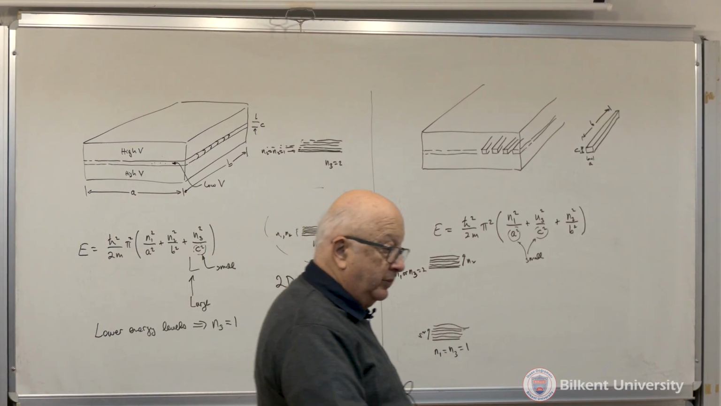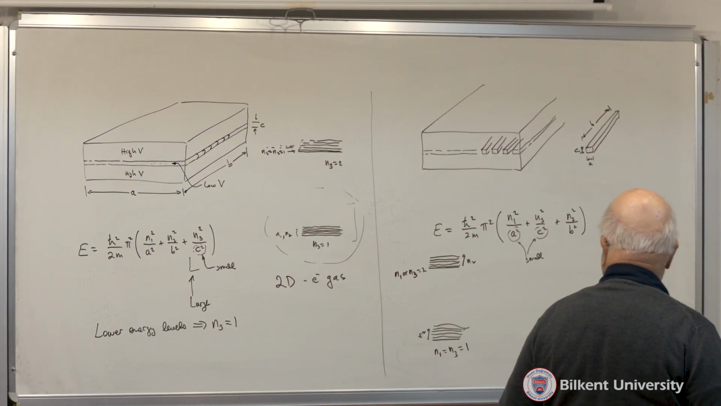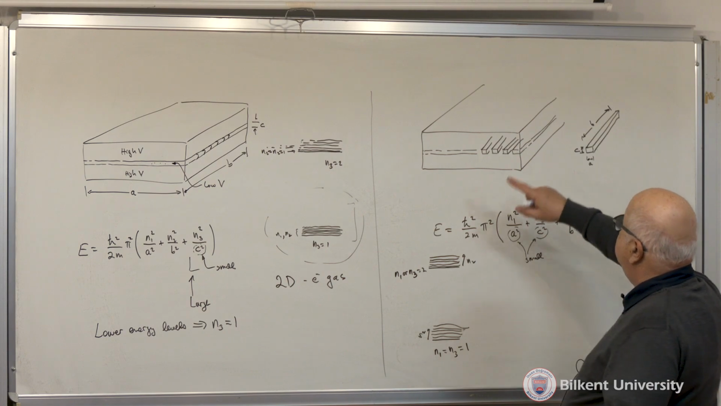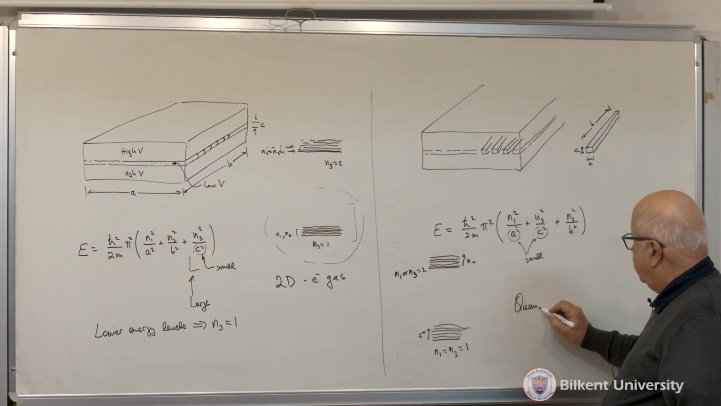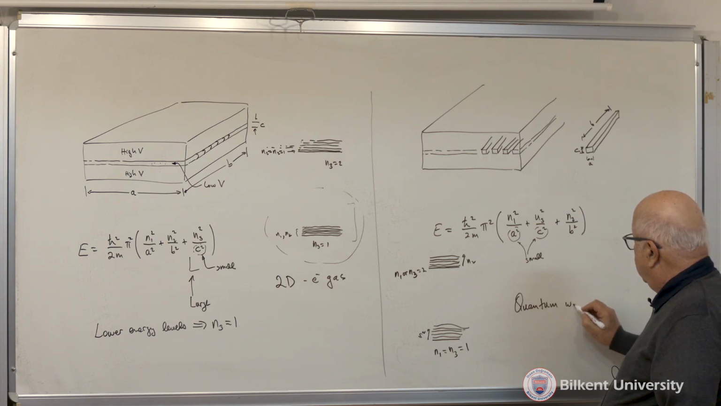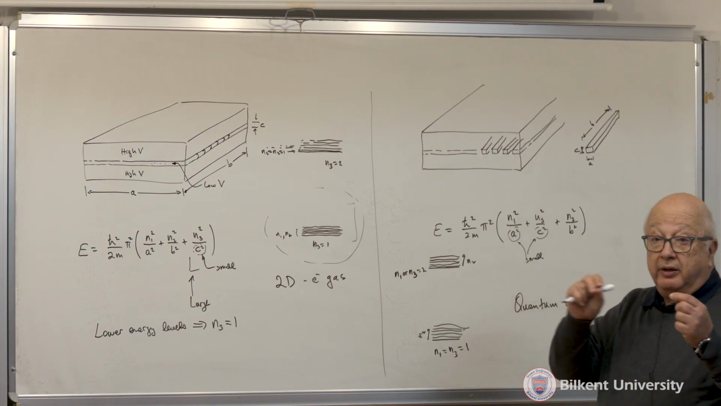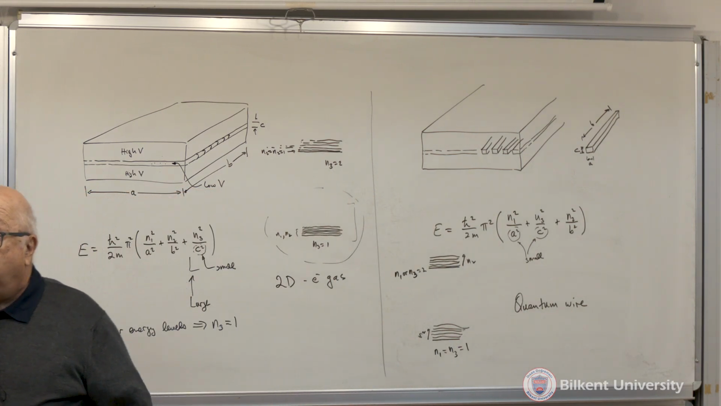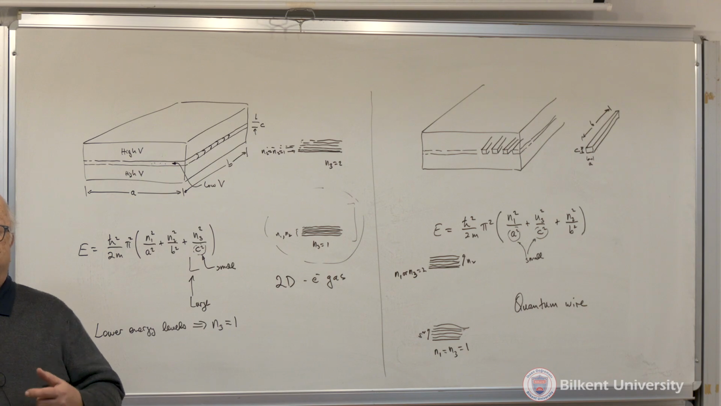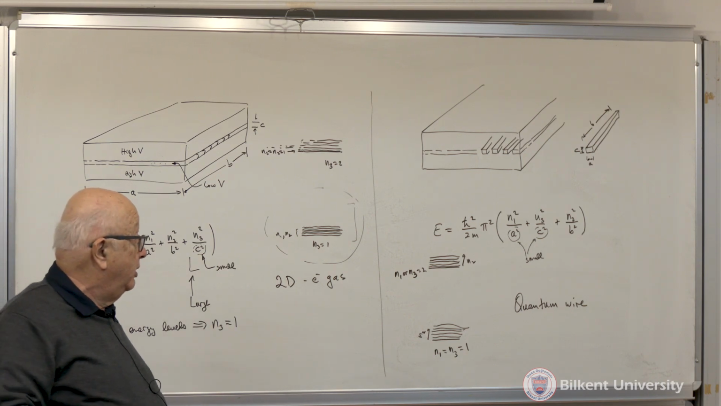Okay. So, this type of structure is called a quantum wire. It's like a one-dimensional object. So you can do all types of one-dimensional physics experiments with these things.